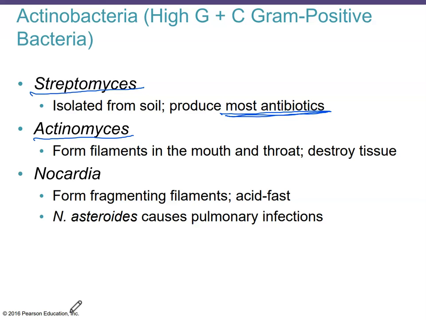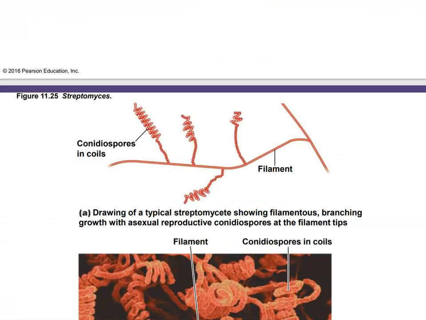Actinomyces, they live a lot of times in your mouth or throat. They can be pathogenic, but we will not be discussing them in that context. Nocardia, also these fragmenting filaments, also acid fast, and apparently Nocardia asteroides causes pulmonary infections, but we do not have this one on a pathogen group.